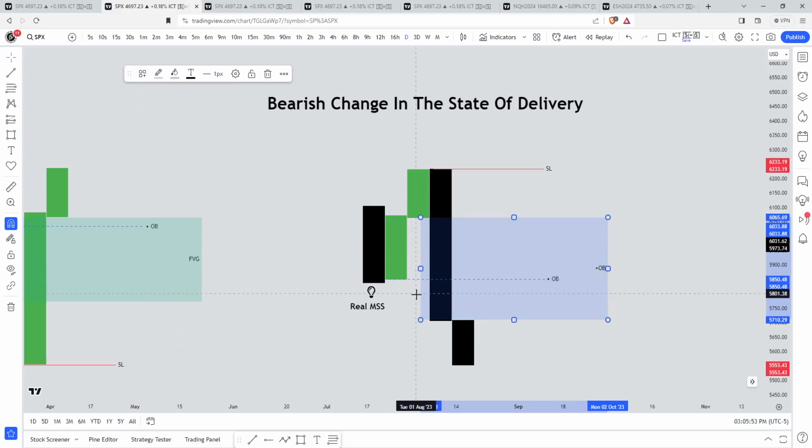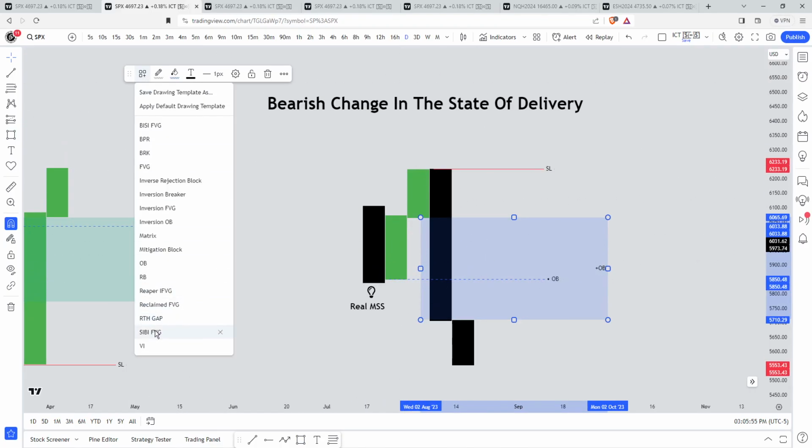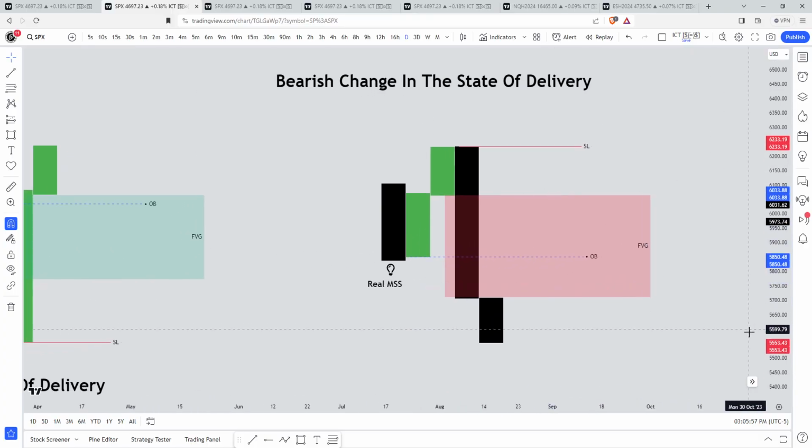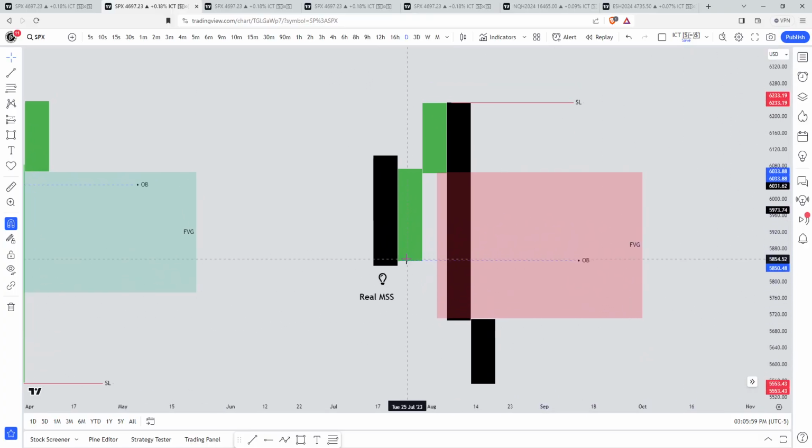Now ICT might do it differently. This should say SIBI, bearish fair value gap. ICT might just use the open. Personally, from what I've learned and just my experience of it, I've found it best to just wait for price to close below the lower wick of those two up close candles.